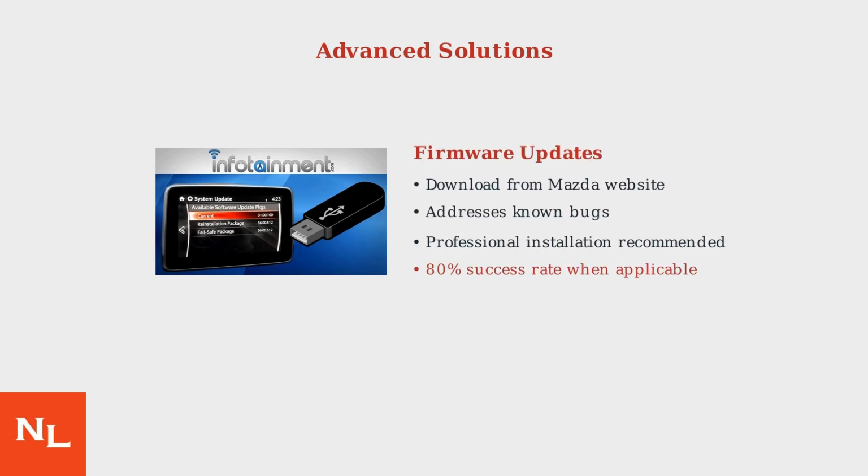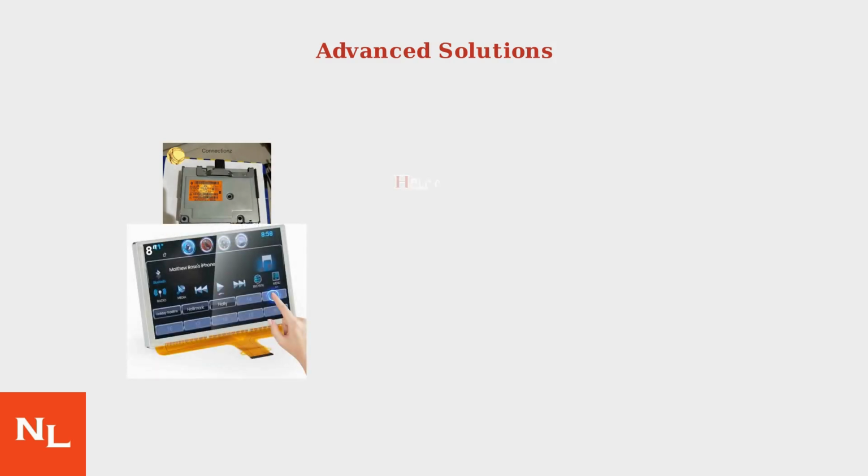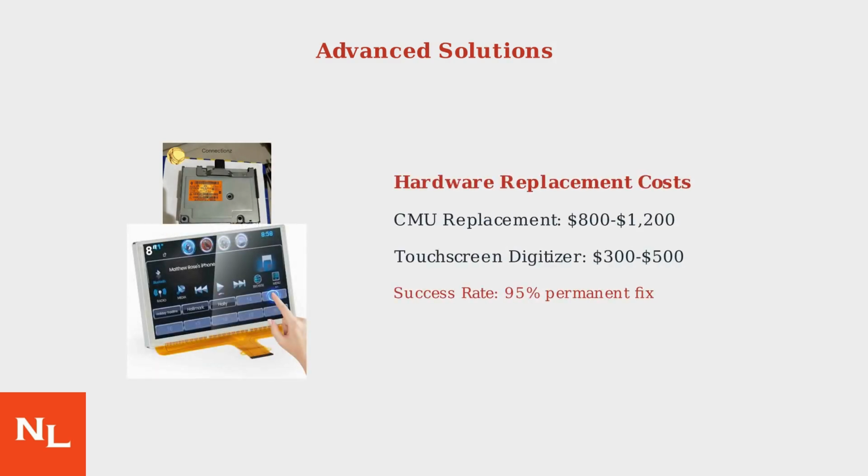Firmware updates from Mazda's website can address known bugs and improve system stability, though professional installation is recommended for complex updates. In severe cases, hardware replacements may be necessary. The control module unit, or CMU, can cost $800 to $1,200 to replace, while touchscreen digitizer replacement typically costs $300 to $500. These repairs offer a 95% permanent fix rate.